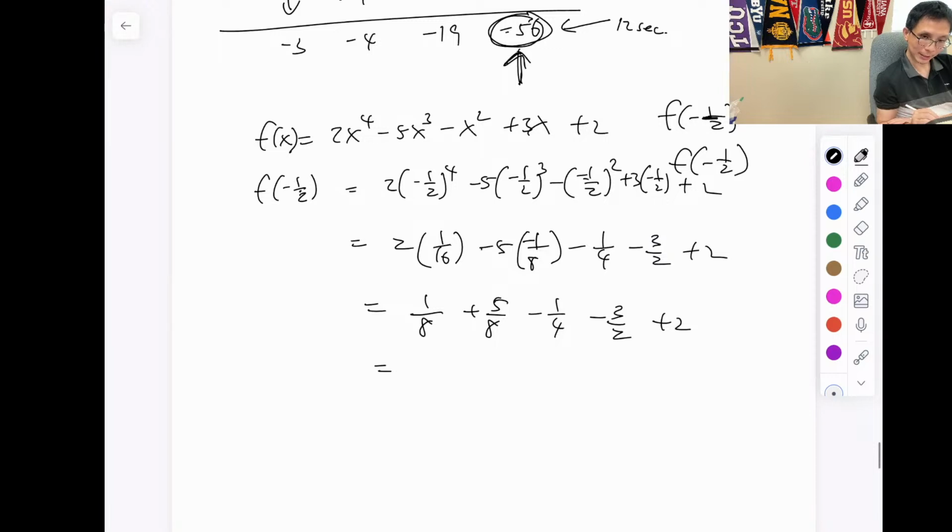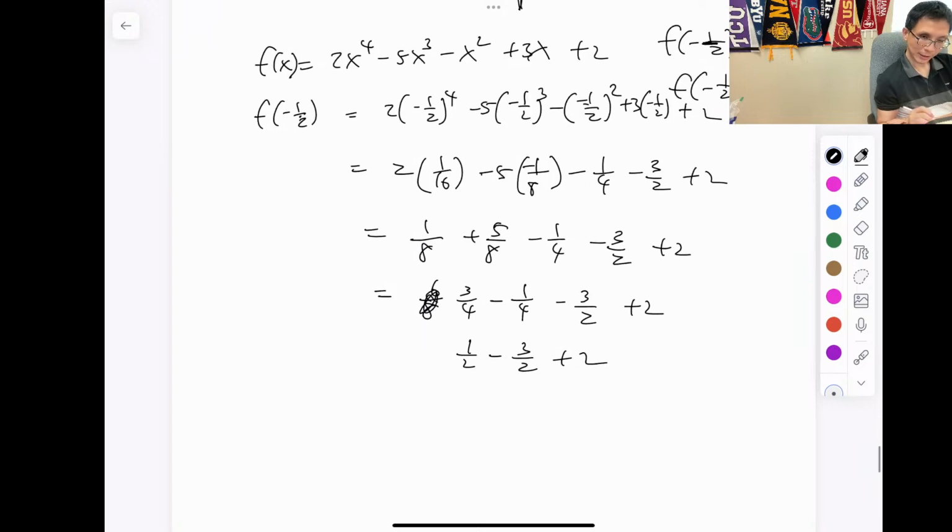This is 6/8, which is 3/4 minus 1/4 minus 3/2 plus 2. Am I doing okay? This is 1/2 minus 3/2 plus 2. That's going to be negative 1 plus 2. Answer is 1. That's a lot of work, right?